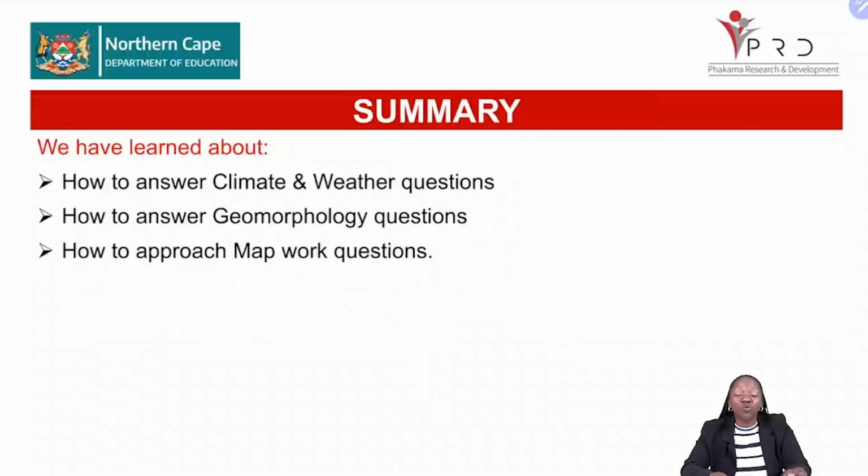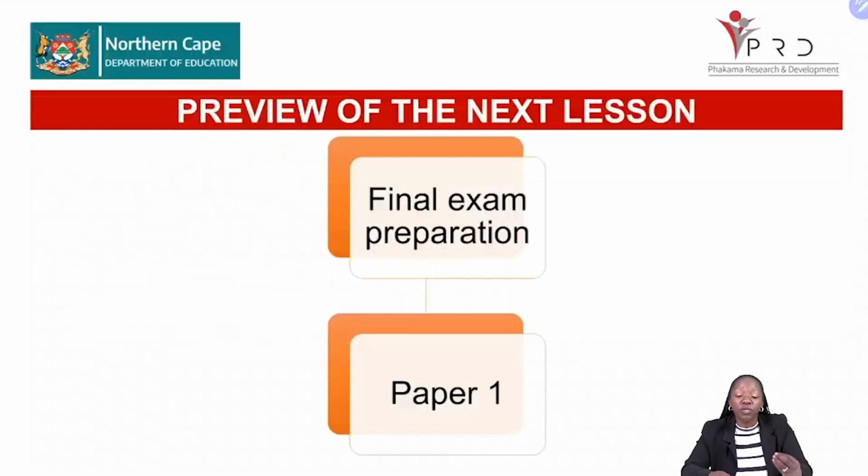Then, to summarize what we have learned so far, we have learned how to answer the questions based on climate as well as weather. We have learned how to answer the questions based on geomorphology, and also we have learned how to approach the map work questions. To give you a preview of our next lesson, we will still be focusing on our preparation for paper 1, which is the final revision. Remember, we'll be dealing with the topics that we did not touch today.